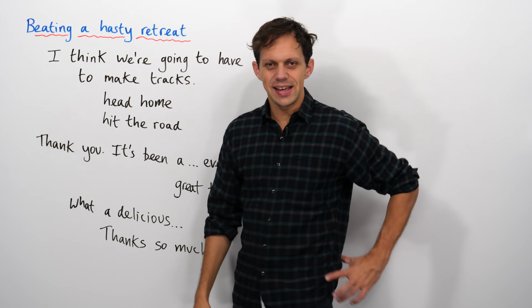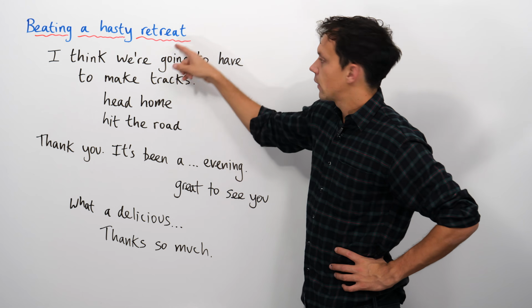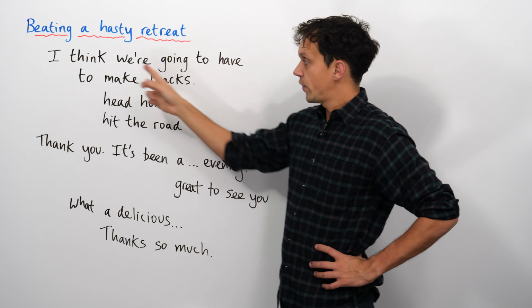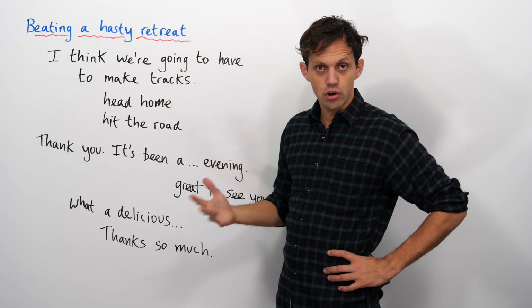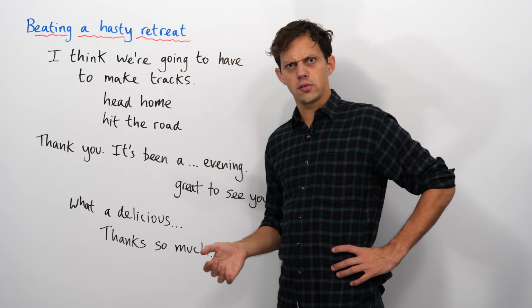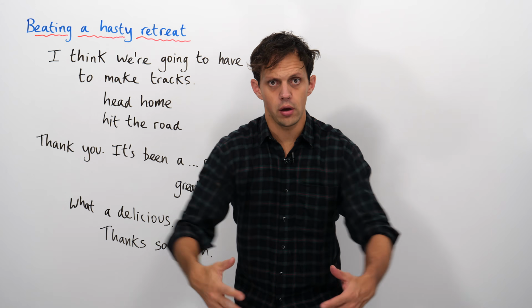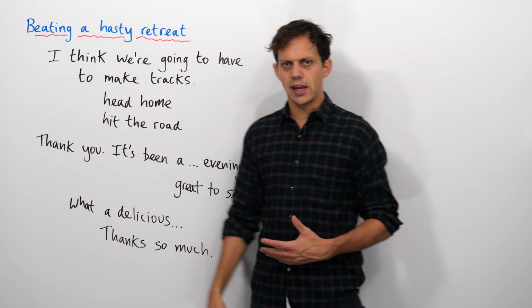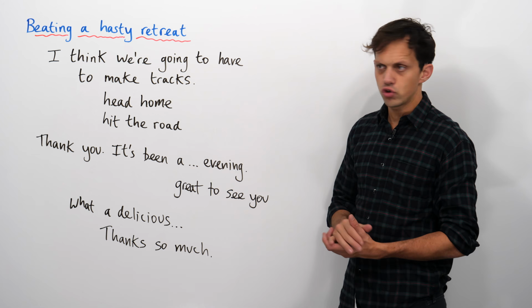Sorry, getting a little bit silly. How to leave. Right, so you could say, I think we're going to have to make tracks. Tracks? What? You're making a railway? Railway tracks so that you can leave on a train? No, it's a way of saying it, right? We're going to have to make tracks.